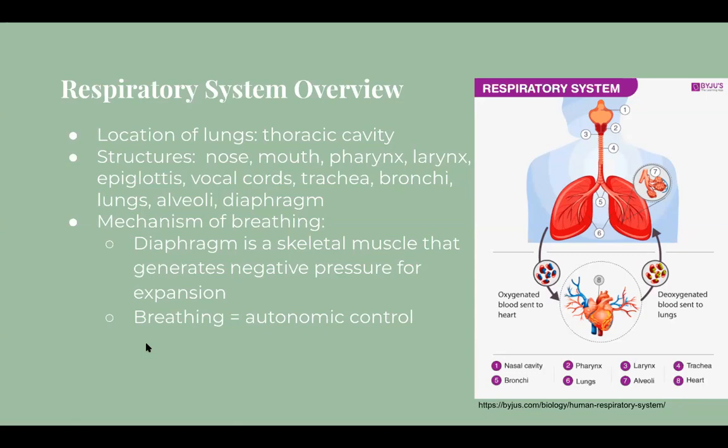So breathing is not a passive process. It occurs because the diaphragm is a skeletal muscle that wraps around snugly under the lungs. What it does when it contracts is generate negative pressure for expanding the lungs, and I'll go into this more in the coming slides. While the diaphragm is a skeletal muscle, and you should know that skeletal muscles are under somatic or voluntary control, breathing overall is under autonomic control.